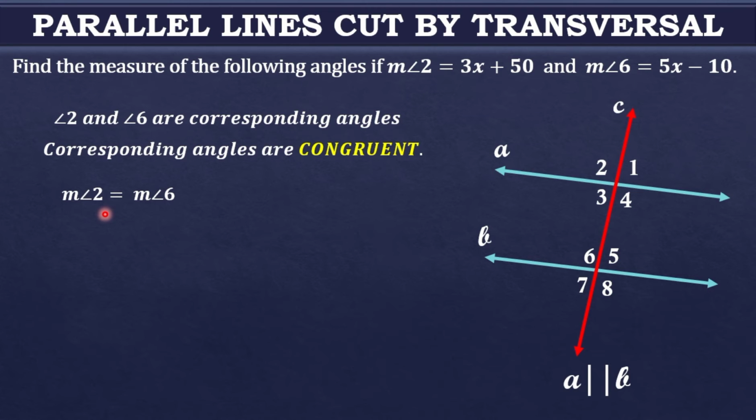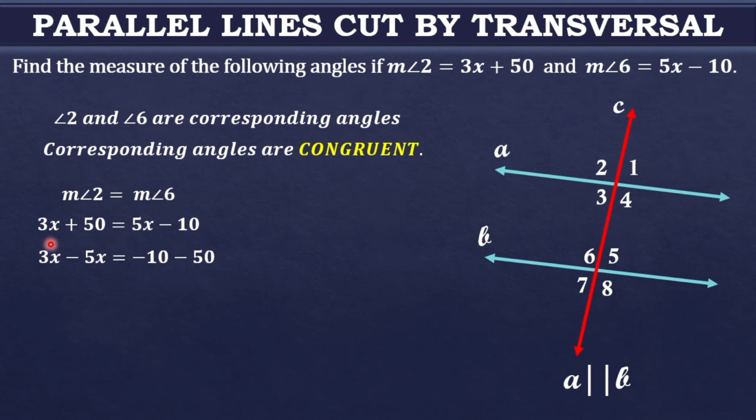So, kunin natin yung measure ni angle 2 which is 3x plus 50 and then yung measure ni angle 6 which is 5x minus 10. So, equate lang po natin sila. Equal lang po natin. Bakit? Kasi nga po, they are congruent. Now, we will solve for x.